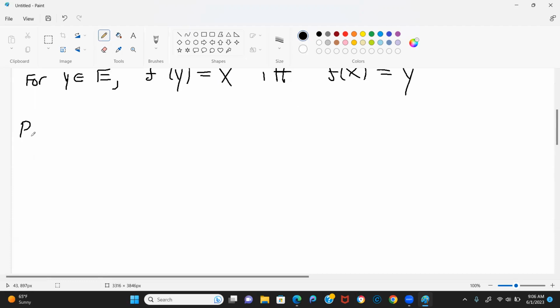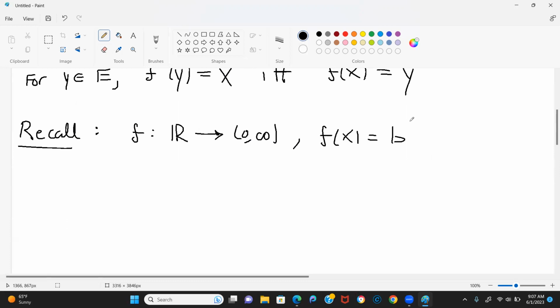So let's recall this. f is a function from R to the positive numbers given by f of x is equal to b to the x. I might be doing this backwards a bit. Maybe I don't want to do it this way. But the idea is as follows.